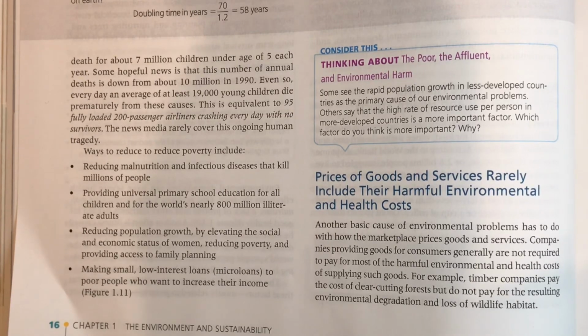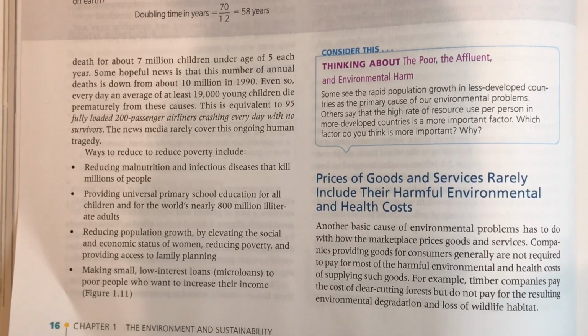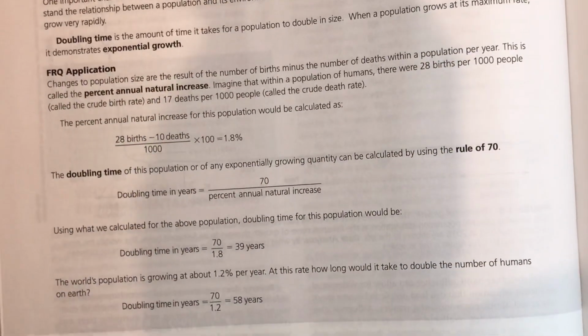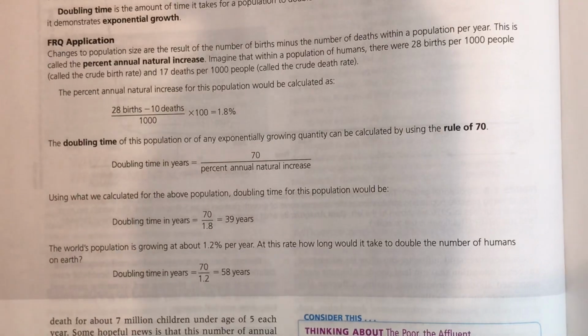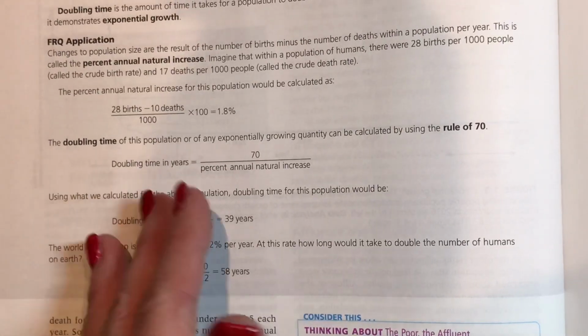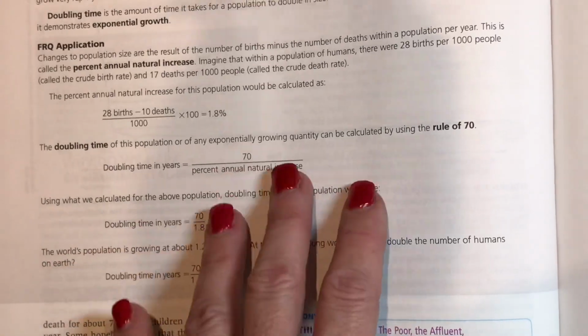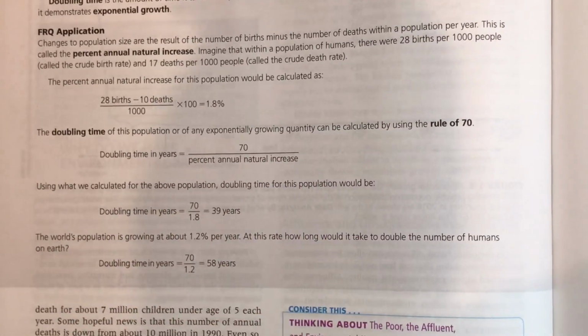Learn how to use the rule of 70. I'm going to tell you this right now. This is something we're going to go over in class. Do not worry about the math. So take a look at it and go, okay. Rule of 70 is attached to doubling time, which is how long it takes a population to double in size. You're not going to see this on the quiz. We'll do that in class.